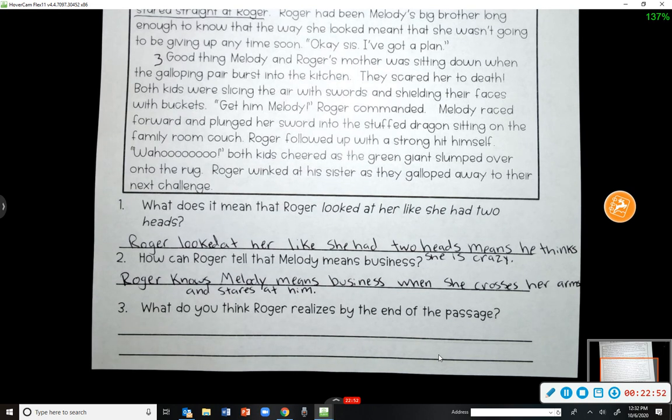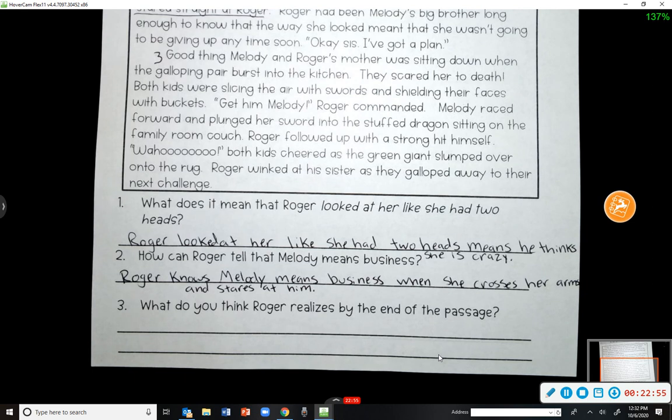Good thing Melody and Roger's mother was sitting down when the galloping pair burst into the kitchen. They scared her to death. Both kids were slicing the air with swords and shielding their faces with buckets. "Get him, Melody," Roger commanded. Melody raced forward and plunged her sword into the stuffed dragon sitting on the family room couch. Roger followed up with a strong hit himself. Woohoo! Both kids cheered as the green giant slumped over onto the rug. Roger winked at his sister as they galloped away to their next challenge.